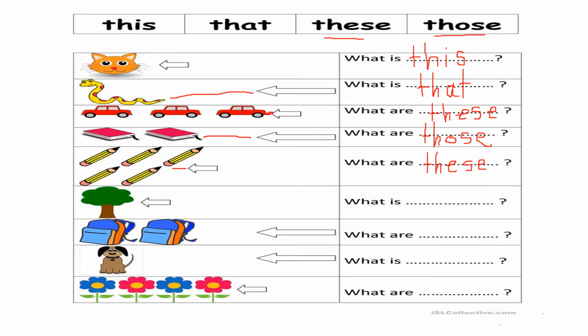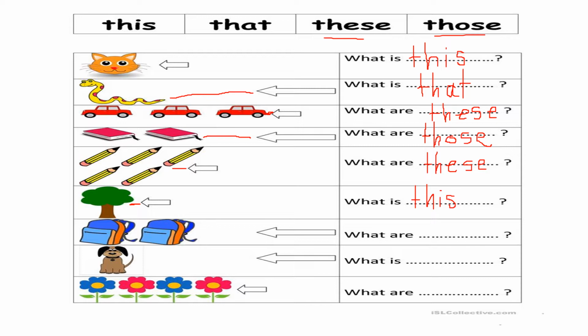How many trees do we have? 1. How is the arrow? Is it close or far away? Yes, it's close. So we say, what is this? Not that. It's close. So what is this? Very good.